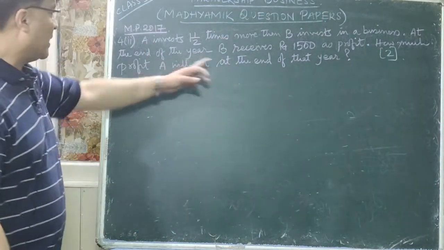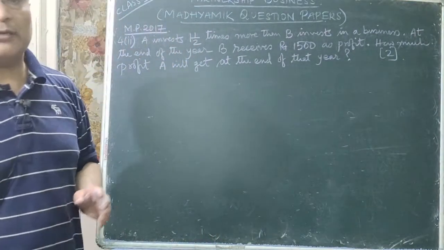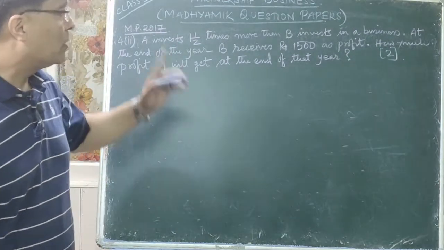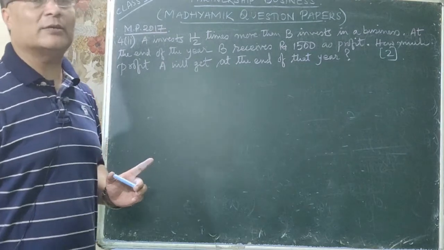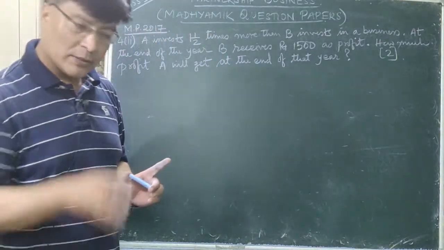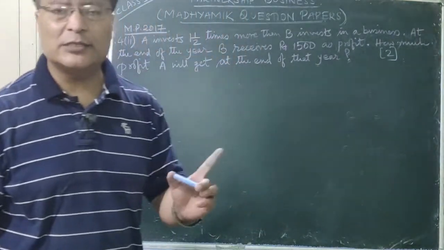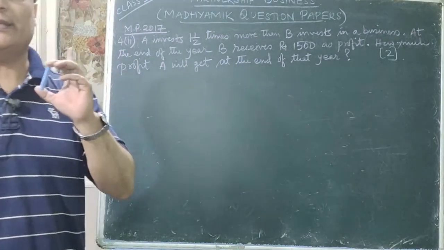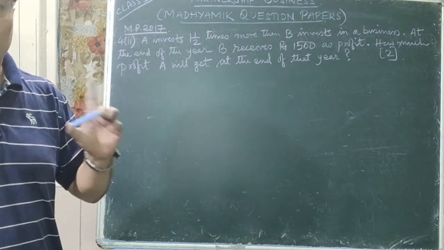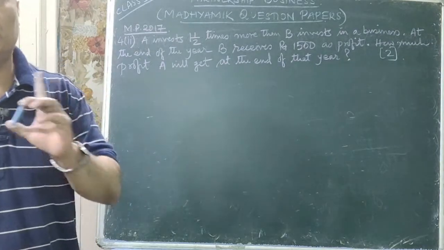So at the end of the year, B receives rupees 1500 as profit. So how much profit will A get at the end of that year? We have to find that out. Earlier I told you that the ratio of capitals is equal to the ratio of their profit. Remember this well. Ratio of capitals of partners is equal to ratio of their profit.